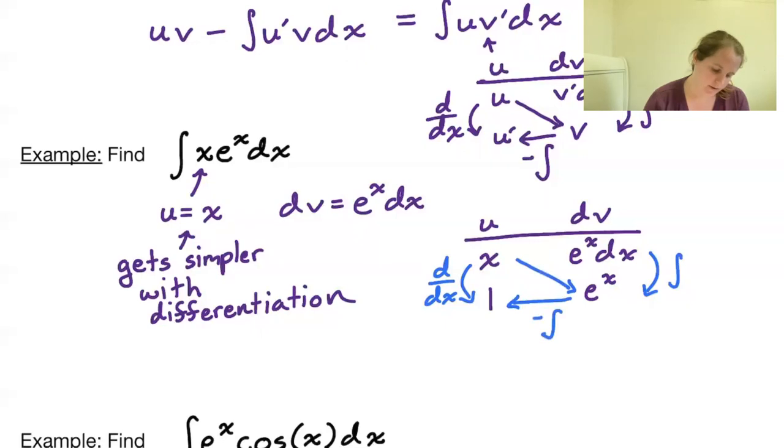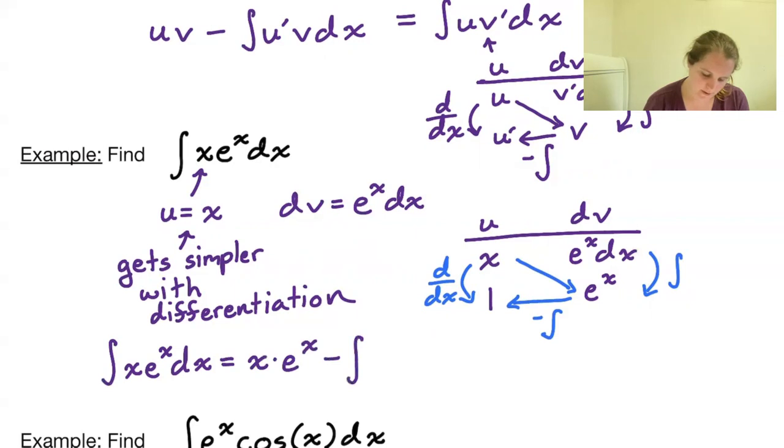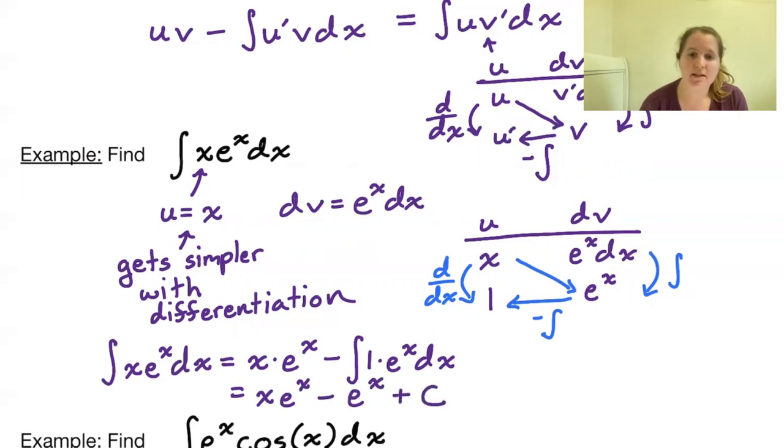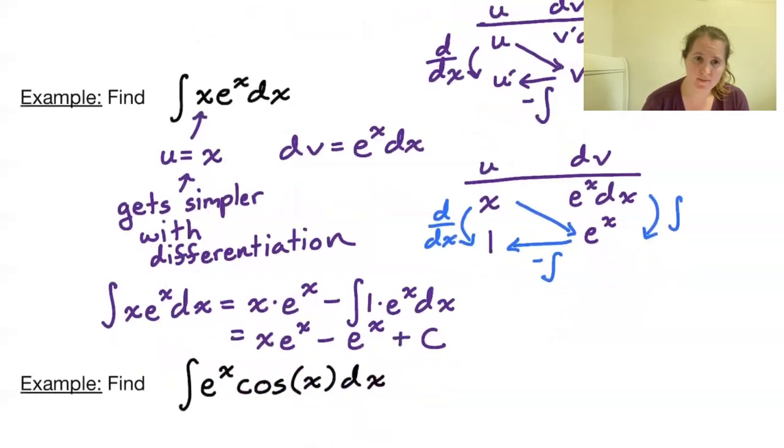So what we have is that the integral of x e to the x dx is equal to x times e to the x minus the integral of 1 times e to the x dx. And we wind up simply getting x e to the x minus e to the x plus c.